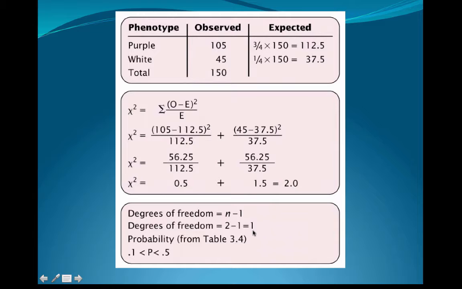We subtract 1 to get a degrees of freedom of 1. And then the second piece of information that you'll need for the table is the probability. The probability cutoff that we're going to use to determine significant versus non-significant is a value less than 0.05.